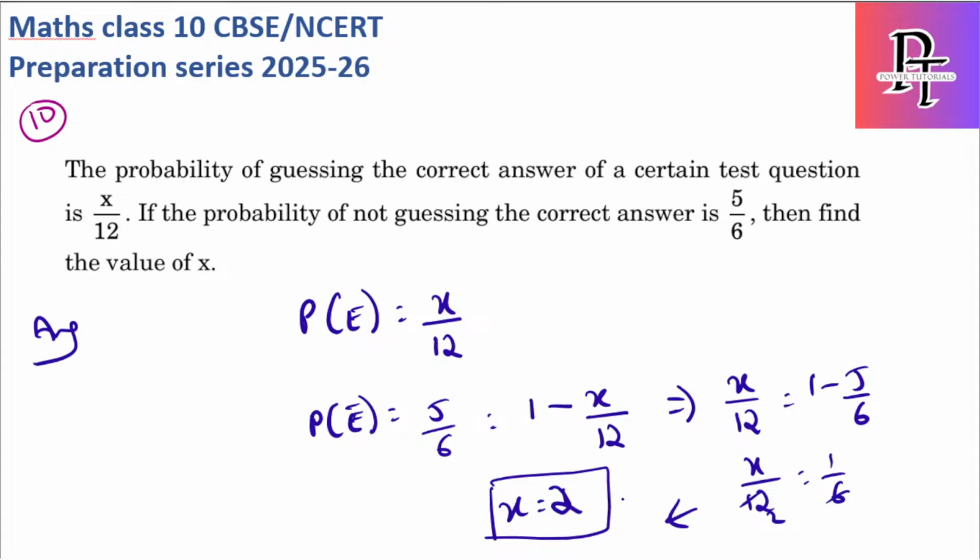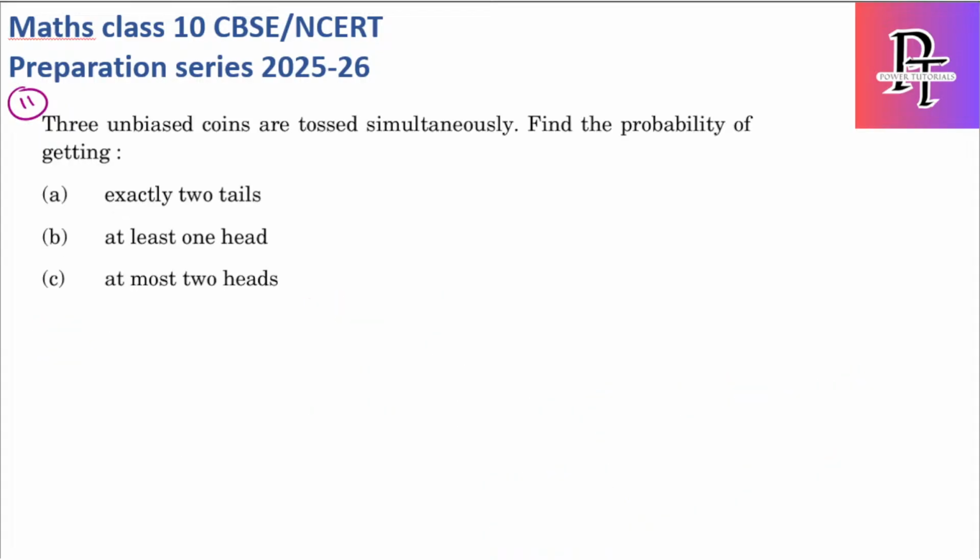Let's move to the next one. 11th question. 3 unbiased coins are tossed simultaneously, find the probability of getting. Okay, so this is a 3 marks question and each of A, B, C carries 1 mark. Let's solve all these questions.